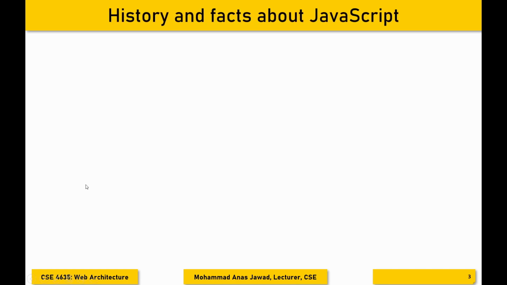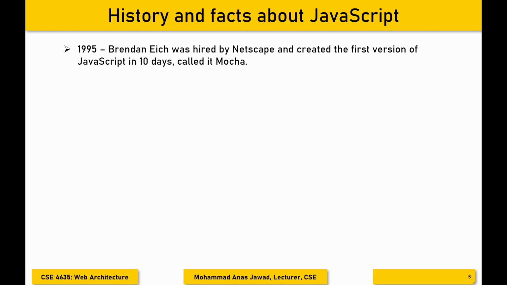Now let's take a look at some of the historical aspects as well as some facts about JavaScript. JavaScript was first invented or written in 1995 by Brendan Eich when he was hired by Netscape to create a language that would introduce the concept of dynamic interaction in web pages. So Brendan Eich developed the first version of JavaScript in just 10 days and called it Mocha.